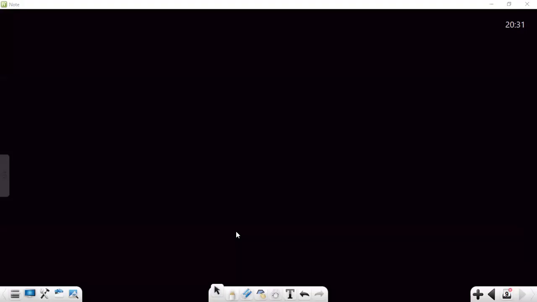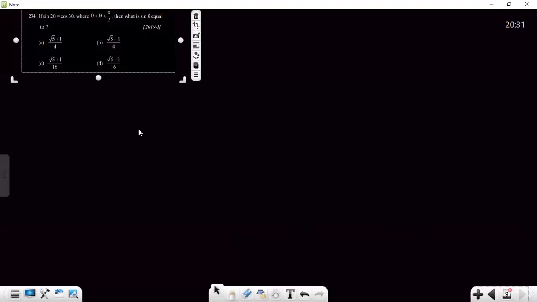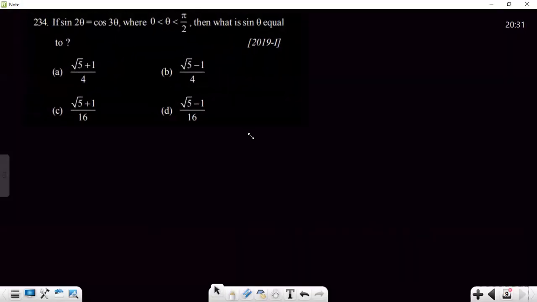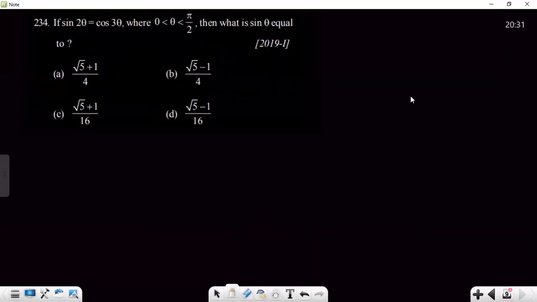So we solved 235 questions. The 234th question is here in front of our screens. Given that sine 2 theta is equal to cos 3 theta, theta's domain is given, which is important, then what is sine theta equal to? The answer is given of this.